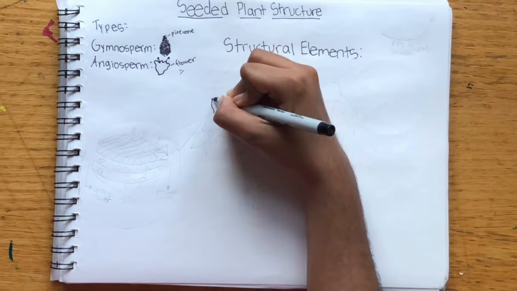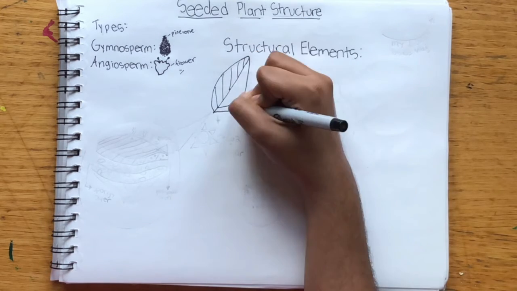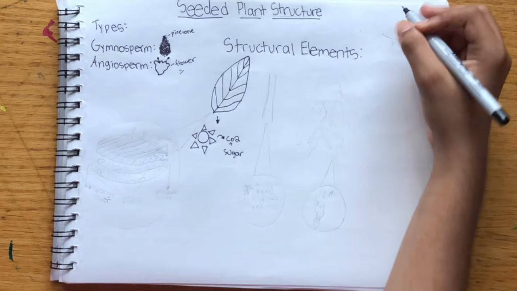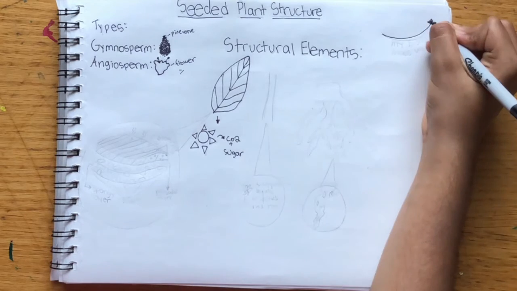Let's start by learning about leaves. Leaves are the organ that converts sunlight into food, otherwise known as photosynthesis. If you don't know what photosynthesis is, then watch my video about basic biology here.